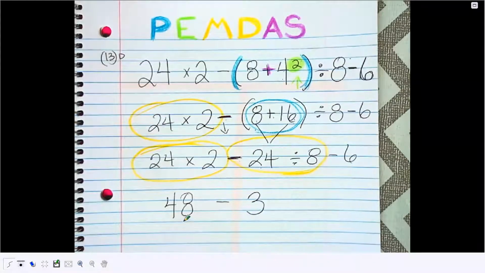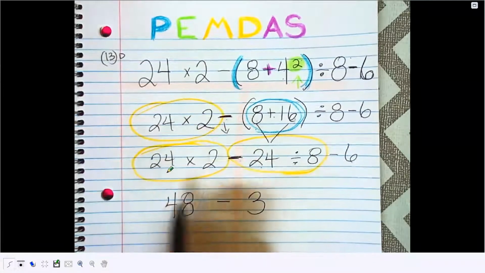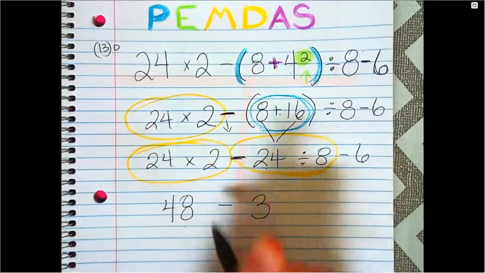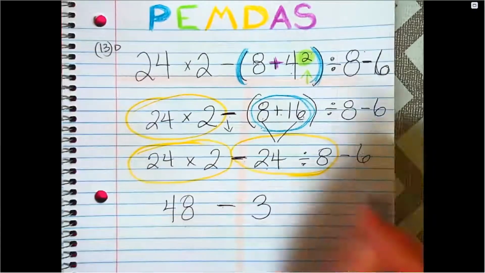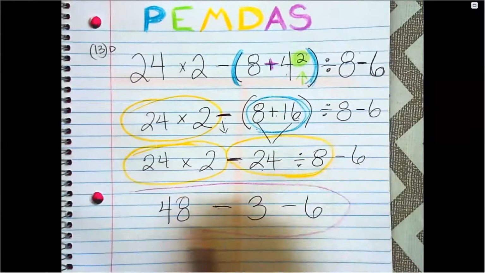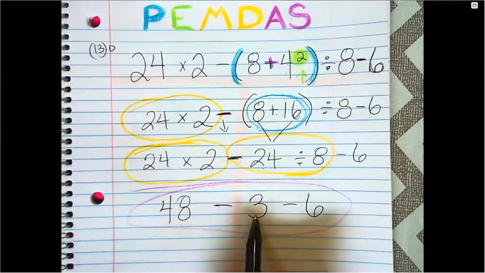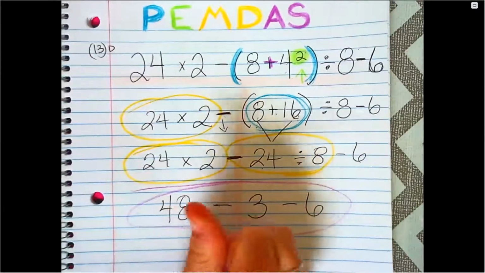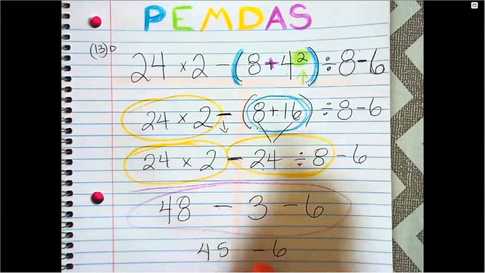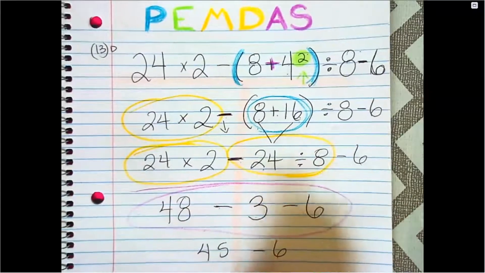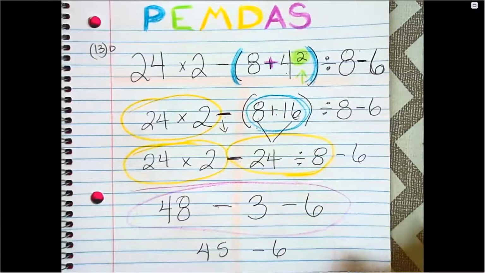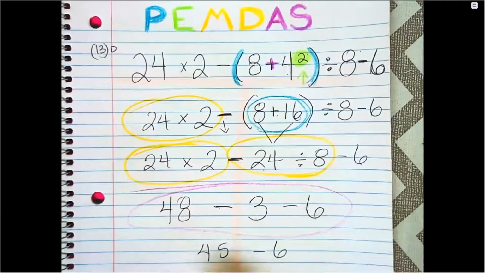Okay, so I have 24 times 2, which is my 48. Negative 24 divided by 8, which is a negative 3, minus 6. Now this is just addition and subtraction, right? 48 minus 3 is going to be 45 minus 6. 45 minus 6 is 39, which is the answer I was looking for. 39 does equal 39, which was why the answer was D.